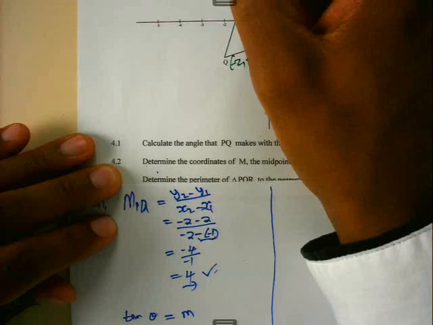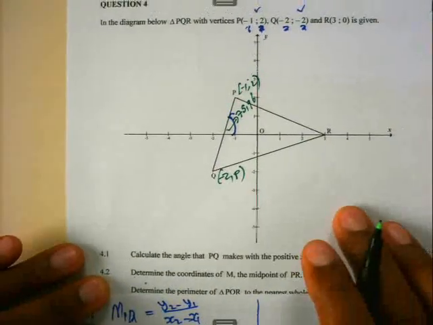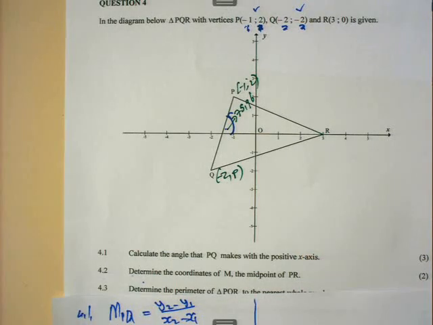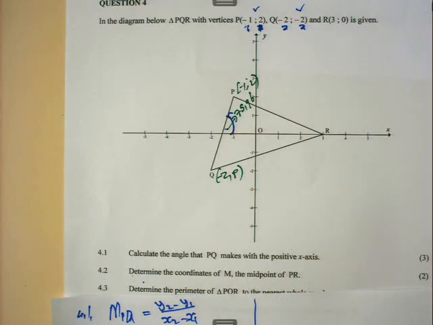And of course, this one is still minus 1 as well as 2. Right, now, you are asked to determine the gradient of PQ. What is it that you are going to do here?